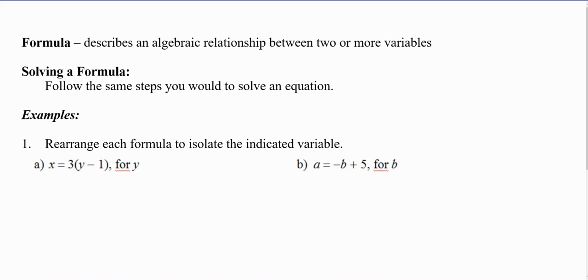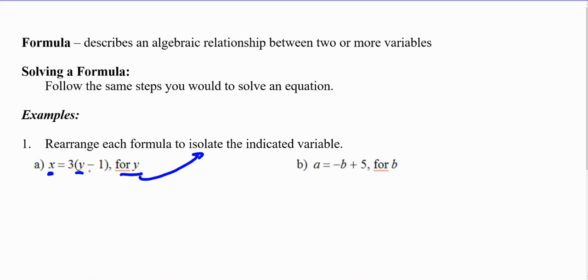Now, solving for a formula, well, we follow the steps we would to solve an equation. So in this case, you'll notice you have two variables. Well, which one do we solve for? Well, they tell us. So solve for y means to isolate. Can we get y all by itself? So we have to reverse what's going on here.